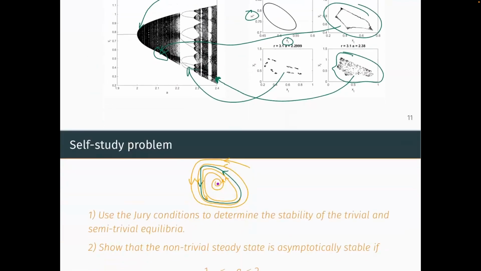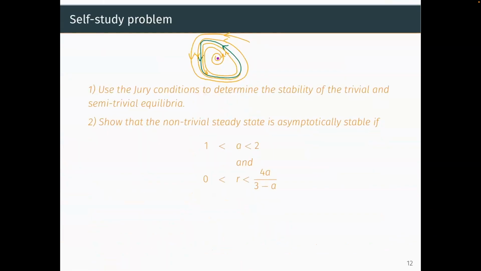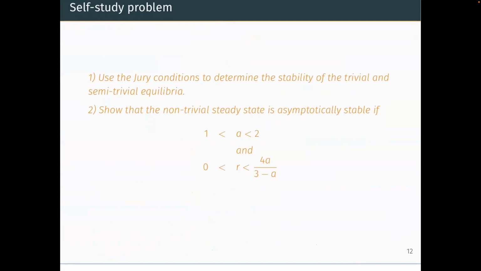Okay, that's it for today, unless we have any questions. I put up a self-study problem here. We're asking you to use the Jury conditions to find the stability of our trivial and semi-trivial equilibrium, and then to show that these conditions must be true for our non-trivial steady state to be asymptotically stable. I'll make a note: this is probably quite a challenging question. It's definitely a little bit more involved than most of the things I would probably ask you. So have a go and attempt it.